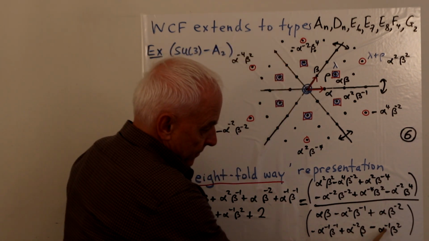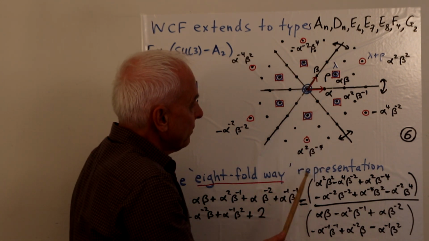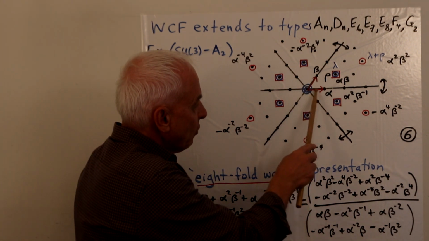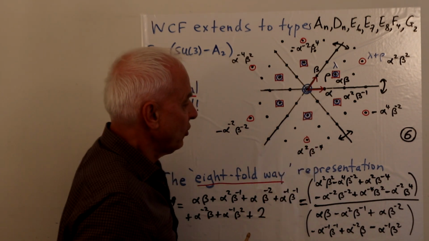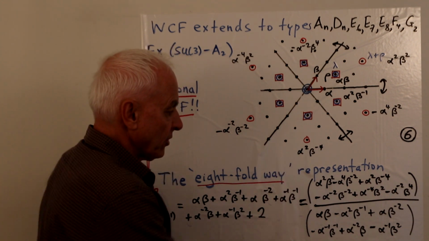And the exponents here are just found by vector things. So to get here, you have to do 1 alpha and you have to subtract 2 beta, and that's why this is going to be alpha times beta to the minus 2. It's going to correspond to that term.